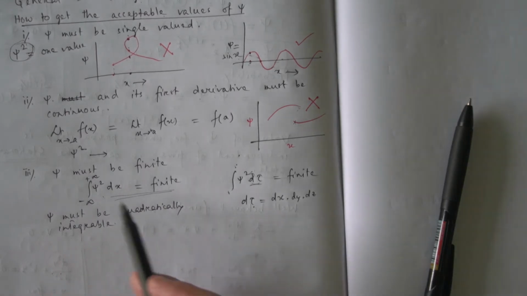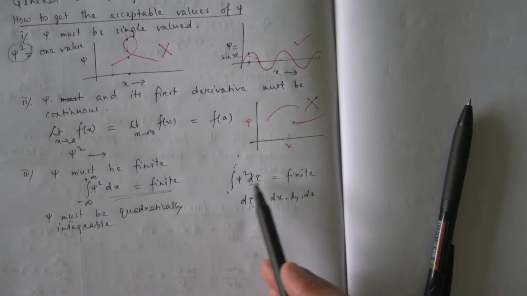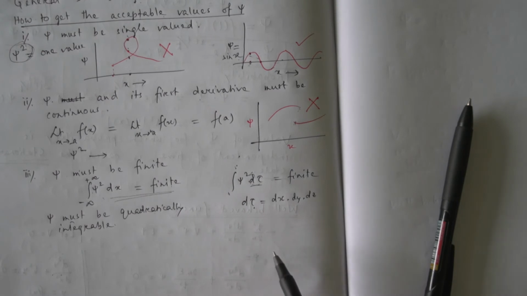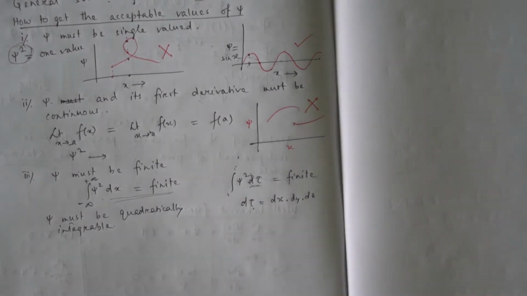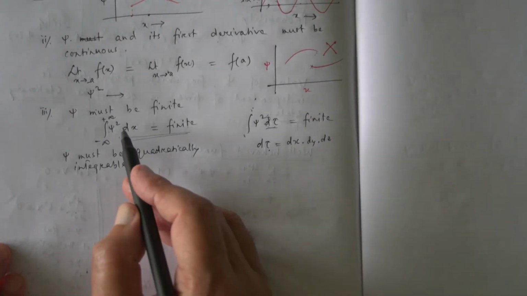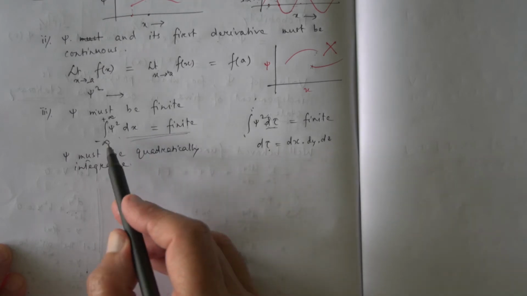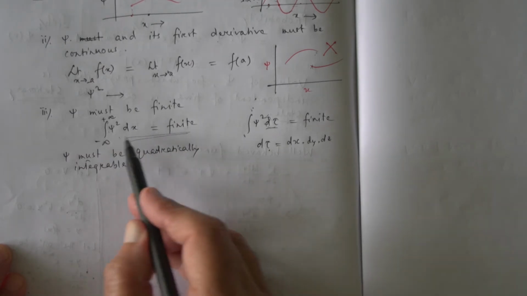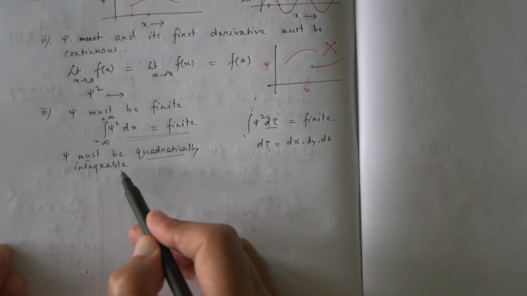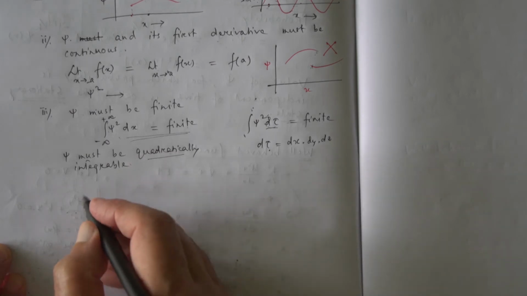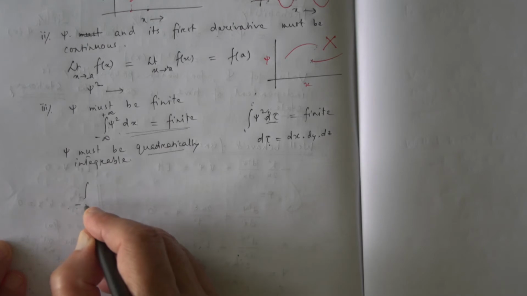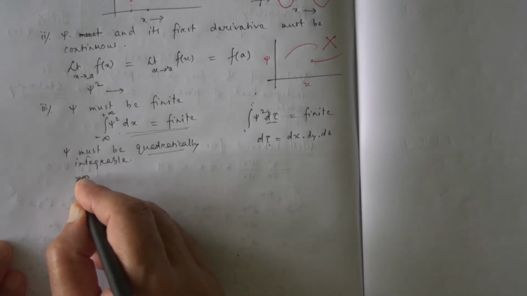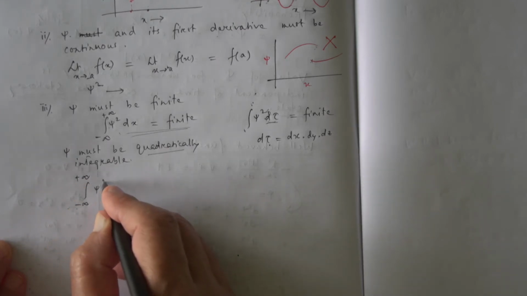Quadratically integrable means this must be finite, or this must be finite. This is 1 dimension, 3 dimension. Now why must psi be finite, or why must psi be quadratically integrable? Suppose this integration, minus infinity to plus infinity psi square dx.